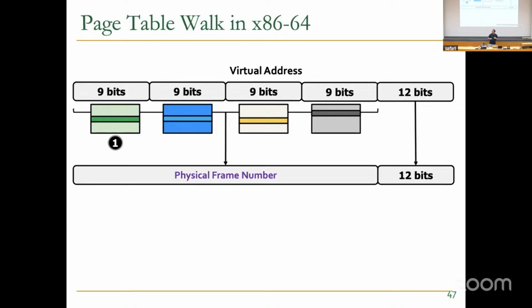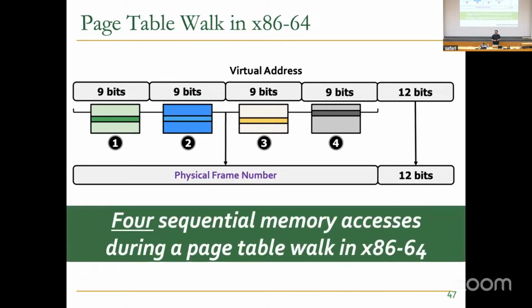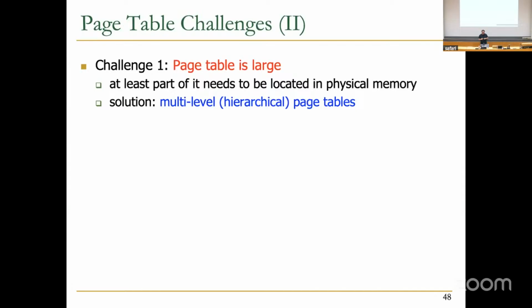So as you can see, how many accesses would we need? How many memory accesses do we need to access the page table in these systems? We need 4 memory accesses, 1 for each level, given that the virtual to physical mapping exists. So in this example, you saw that we need 4 sequential memory accesses to retrieve the physical address during the page table walk in x86-64 systems.